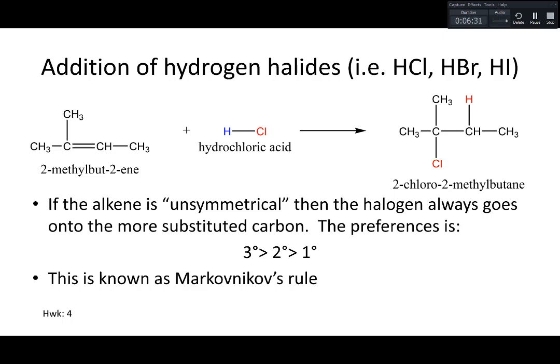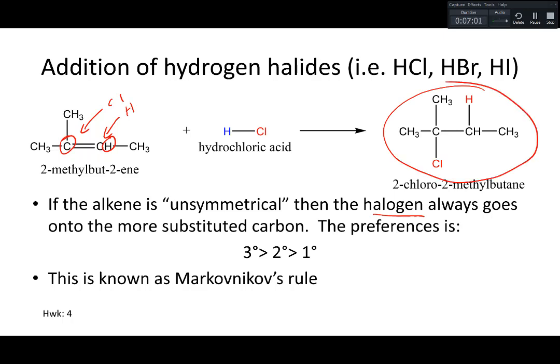Another way of saying Markovnikov's rule is that if an alkene is unsymmetrical, then the halogen always goes to the more substituted carbon. In other words, the hydrogen goes to the less substituted carbon, or to the carbon with more hydrogens. So here's a hydrogen on this carbon. There are no hydrogens on this carbon. So when you do the hydrogen halide addition, the H goes here, and the Cl goes here. And that gives us our product over here. Okay, so you get 2-chloro-2-methylbutane.